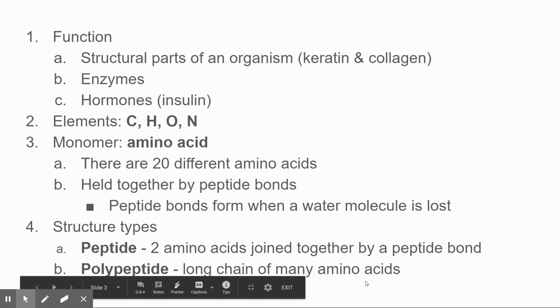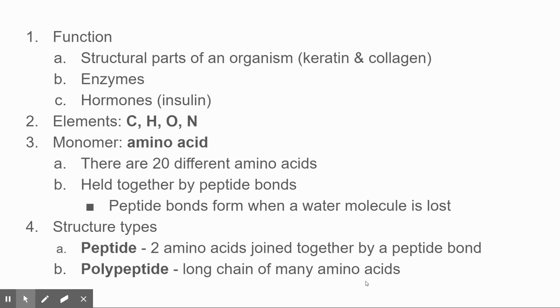So the function of our proteins is they make up the structural parts of an organism. So keratin and collagen. Keratin is like what your hair is made out of. Collagen makes up a lot of your skin. So these are two examples of different proteins, but pretty much all of our meaty parts are made up of protein. They also make up enzymes. So enzymes are going to be responsible for chemical reactions within our bodies, and we'll talk more about those. And then proteins also make up hormones, such as insulin.